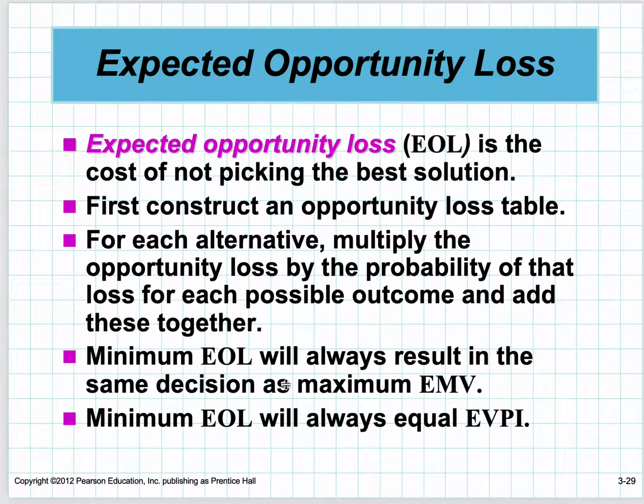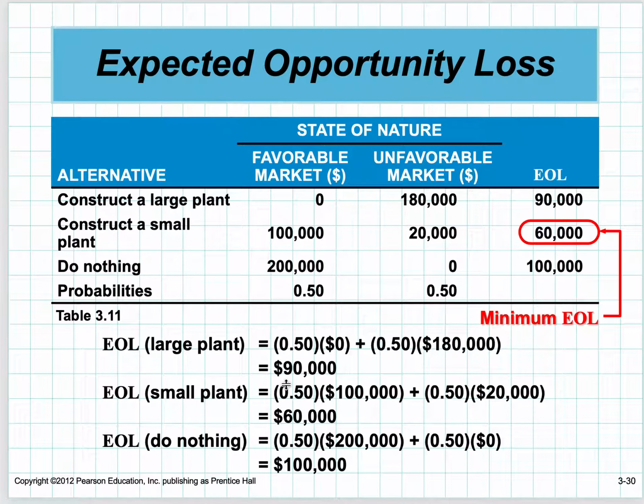Expected opportunity loss is a cost of not picking the best solution. First, construct an opportunity loss table. Then, for each alternative, multiply the opportunity loss by the probability of that loss for each possible outcome and add these together. The minimum EOL will always result in the same decision as the maximum EMV. So why use it? I'd use the EMV, at least it's, to me, more straightforward. Minimum EOL will always equal EVPI. So there you go. Expected loss.